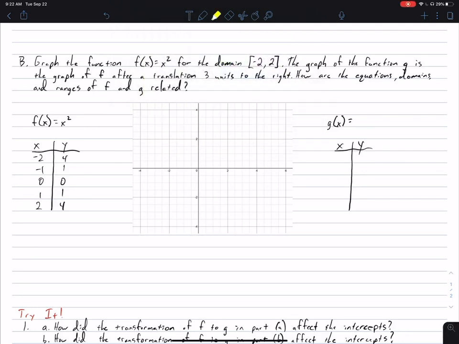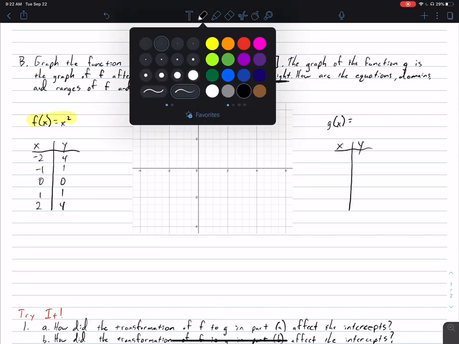In this video, we're looking at 1.2.1 example B about translating a function. Graph the function f of x equals x squared, which I've written here and filled out my chart, for the domain -2 to 2. And the graph of the function g is the graph of f after its translation 3 units to the right. So I want to keep that in mind. We're going to the right here. How are the equations, domains, and ranges of f and g related?